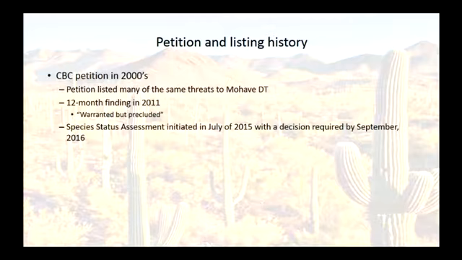So the Service was then sued again because the tortoise sat in this purgatory state for a couple of years. And then in a settlement, the Service agreed to do one of these new species status assessment approaches, and they were required to finish that decision process and decide whether or not to list it by September of 2016.